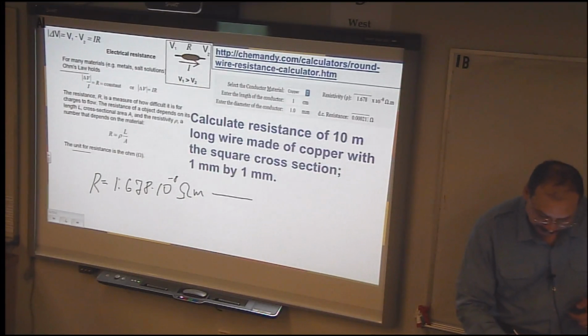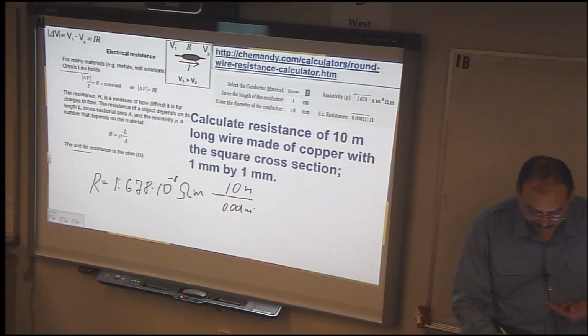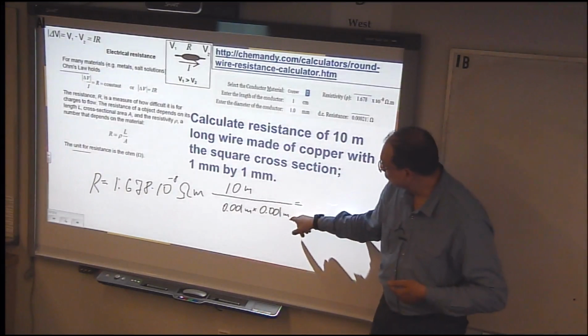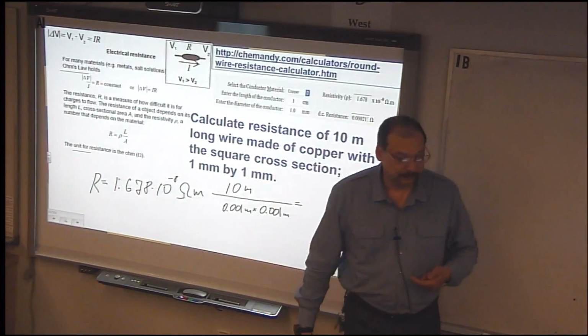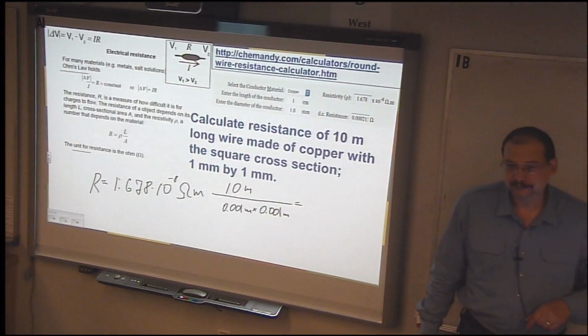Times length, given as 10 meters, divided by area. Well, area is the only tricky part in this calculation. We cannot use millimeters, right? So it should be 0.001 meter times 0.001 meter. We can see meter and meter getting cancelled, meter and this meter cancelled. The result is just ohms. Wherever it is, you can calculate the number, write it down, tell me.